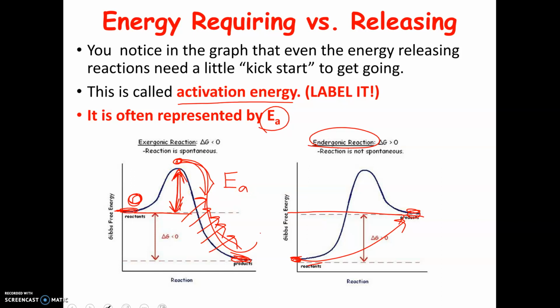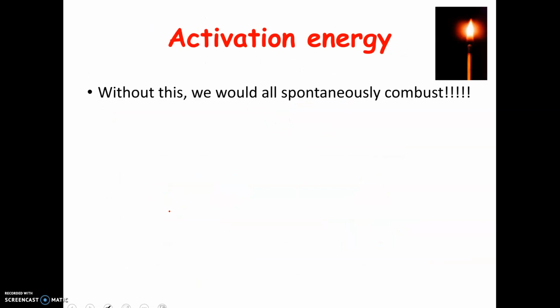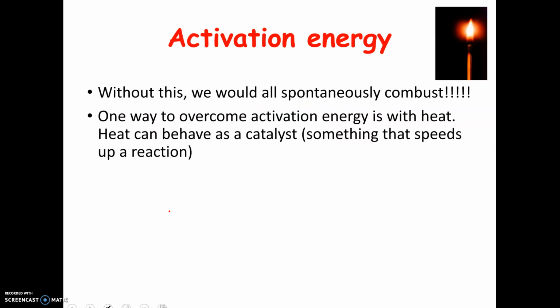And it turns out that this is what prevents a lot of reactions in our body from just happening spontaneously. In other words, if it wasn't for this, we'd just spontaneously combust. Every reaction that releases energy would happen immediately. So this kind of controls and keeps us alive, because we can control what reactions happen and what reactions don't.